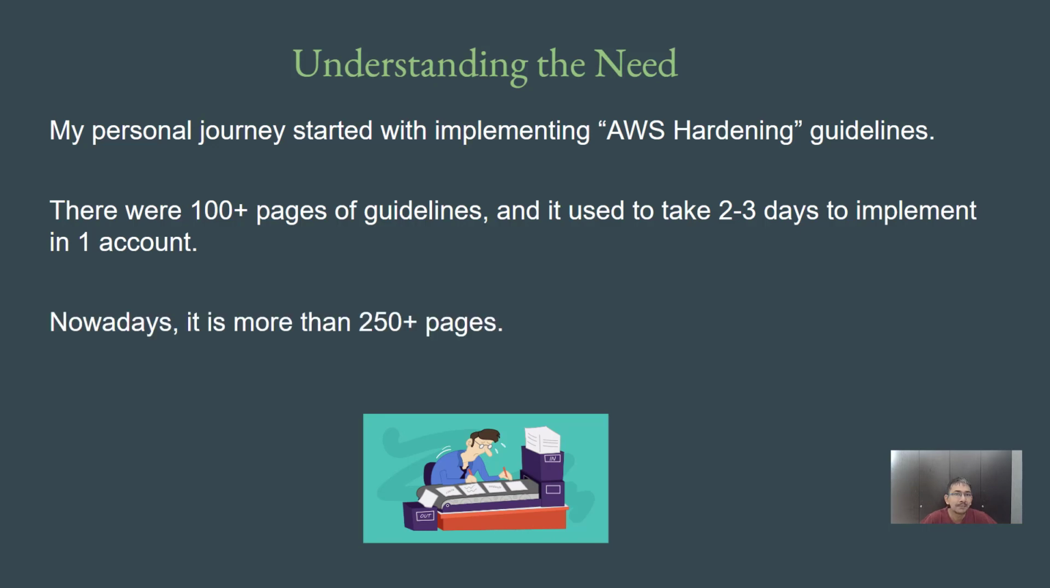Alright, so when the number of AWS accounts grew, it became very difficult to manually implement the AWS hardening guidelines for all of the accounts. And I'm more of a lazy person. I do not really want to do the same thing in a repeated fashion all the time. So in order to avoid this manual task, we introduced Terraform for our organization.